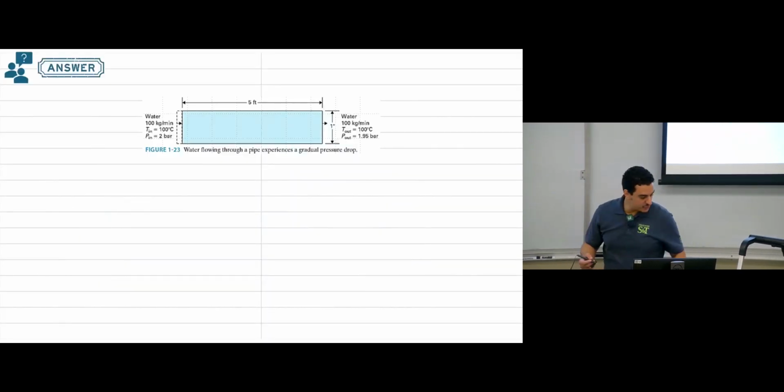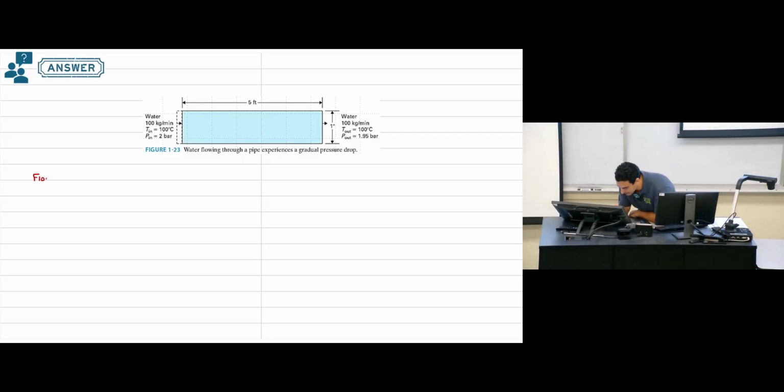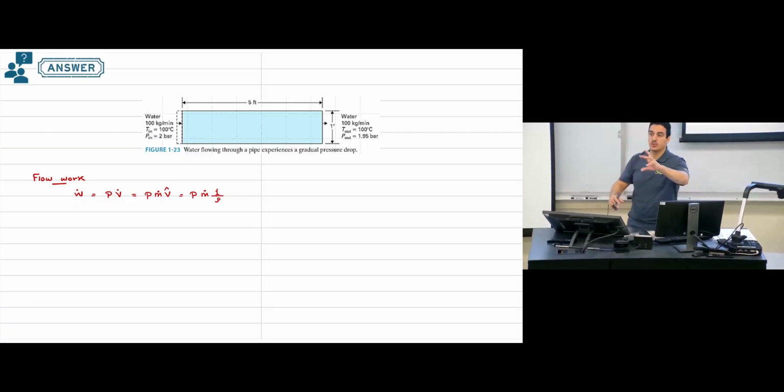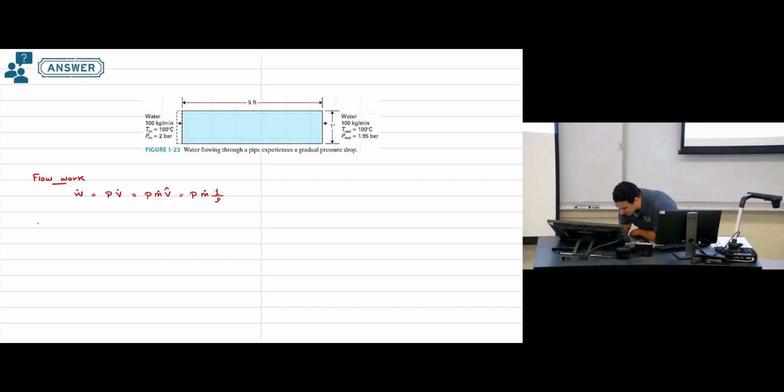So basically, to solve this one, what we have is a type of flow work. And flow work, we have it to be pressure times volumetric flow rate, which is pressure times mass flow rate times specific volume, or pressure times mass flow rate times 1 over density. So the specific volume is the reciprocal of density. So this is the equation we have for the flow work. Let's start at the entrance.